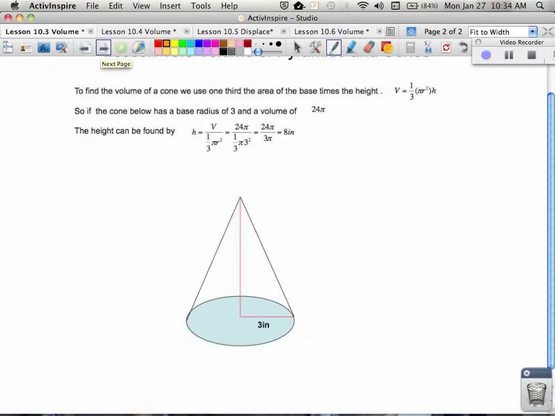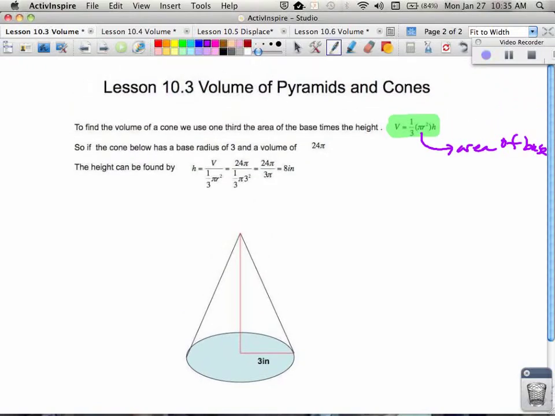In the next slide here, we have the same idea, and so I have a cone, and you'll notice that our volume formula works the same as our pyramid. It's 1/3 times the area of the base times the height of the cone. So here is the area of the base. The volume equals 1/3 the area of the base times the height of the cone, just as a reminder.